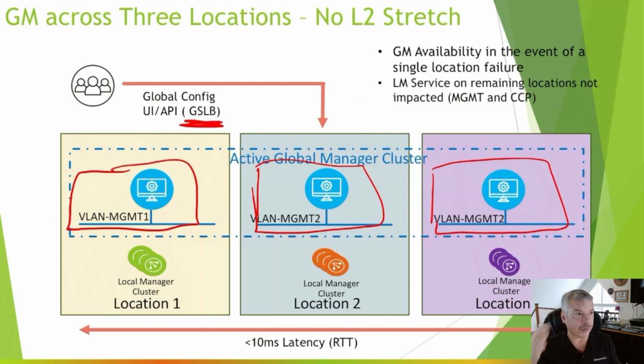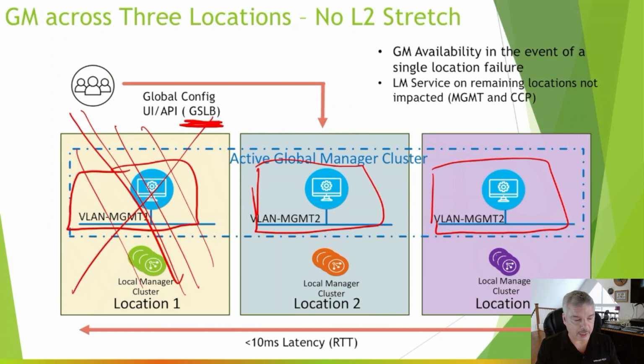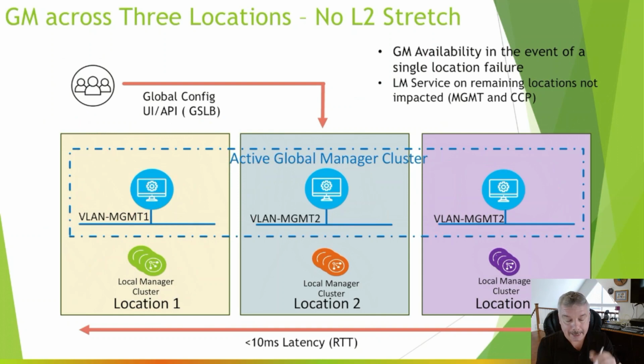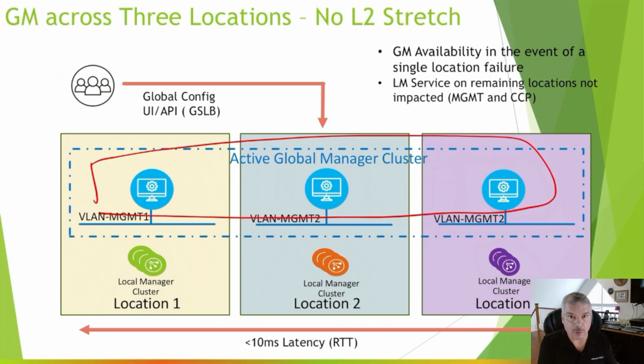And by the way, all this stuff I'm talking about, if you lose a site, like in this example, I'm still okay. If you're using some kind of global load balancer, you want to make sure you have that set up for high availability as well. This is a nice example where technically I don't need to deploy a standby global manager cluster. I could spread my global manager across 3 sites as long as I don't go over that latency requirement.